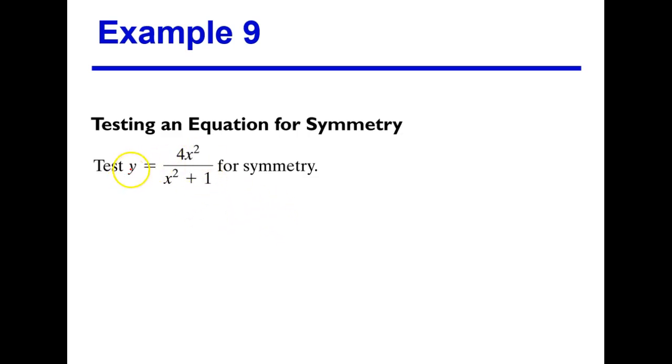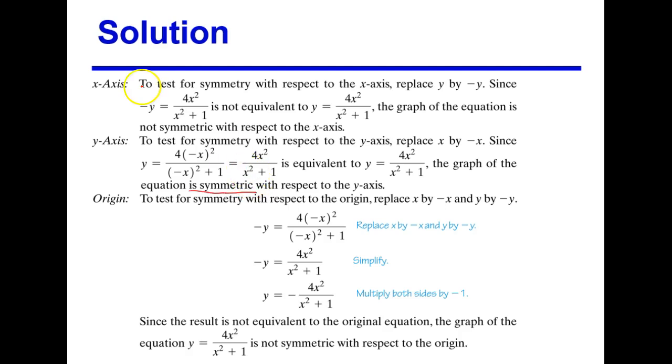So here's my equation, y equals 4x squared divided by x squared plus 1, and I'm testing this for symmetry. First we're testing if we're symmetric about the x-axis. To do that, I replace y with a negative y, which is done right here. I see that this is not exactly the same thing as here, so I know that it is not symmetric across the x-axis.